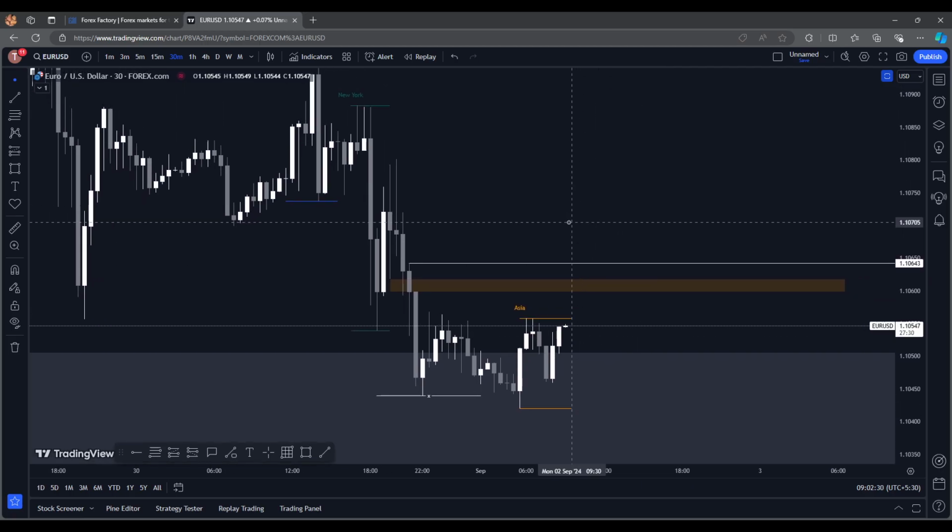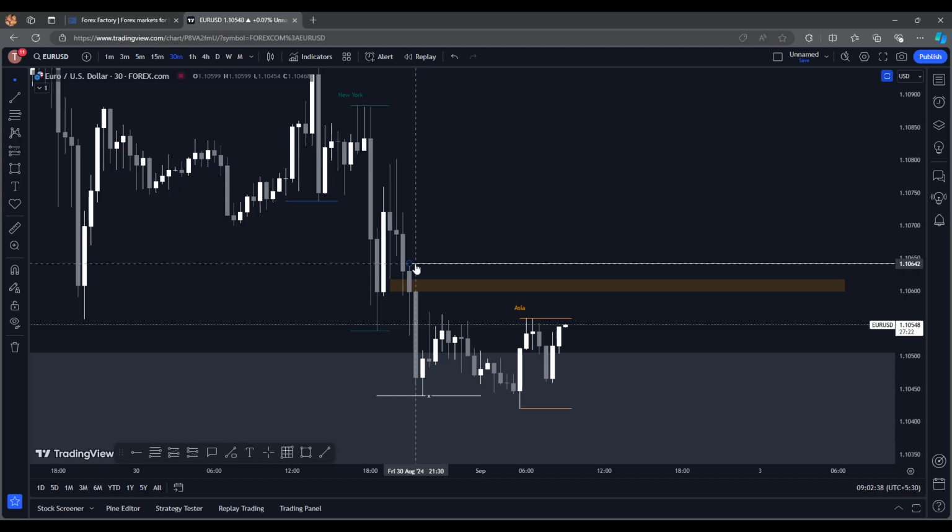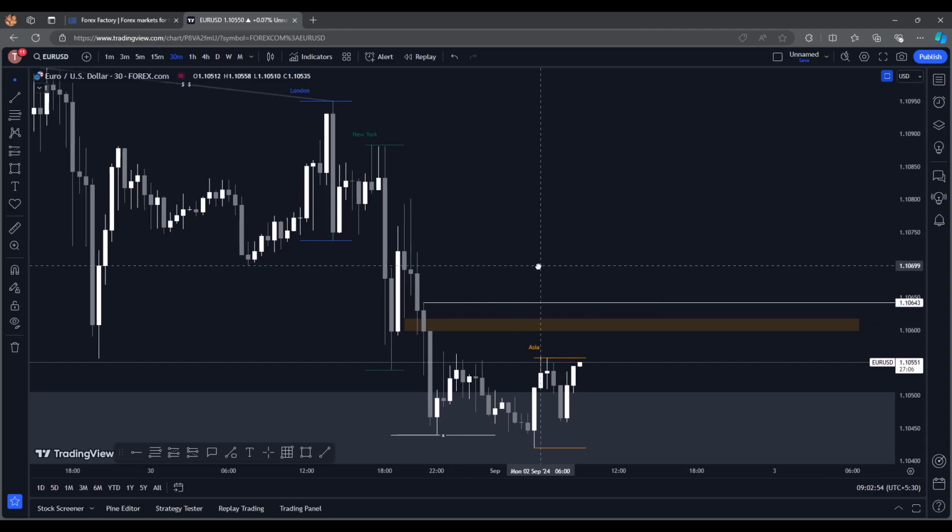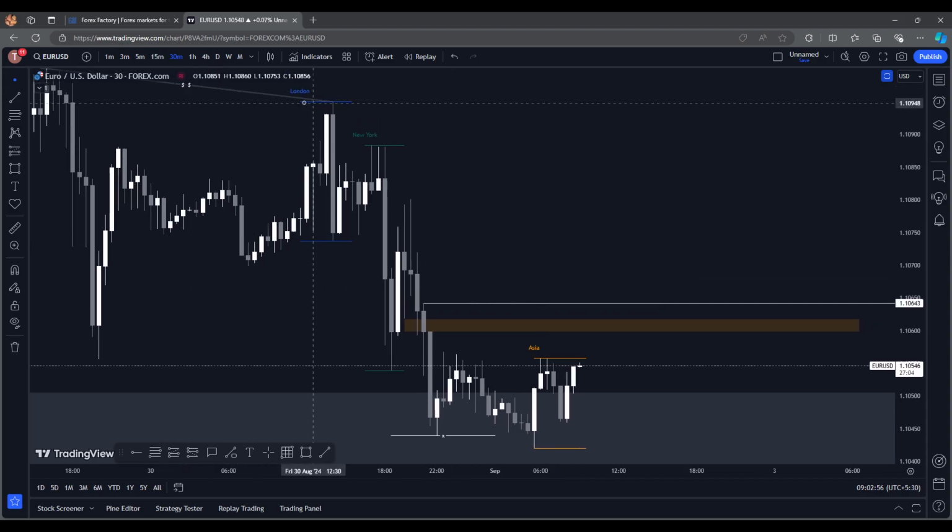So for now, we are having the mindset that if this high of the candle is respected by the market, most likely we are going to continue our journey into the downward direction, taking the Asia high and moving downward, and the FVG will be respected. And if this high is breached by the market, most likely we are going to continue our journey into the higher direction towards the equal highs over here.